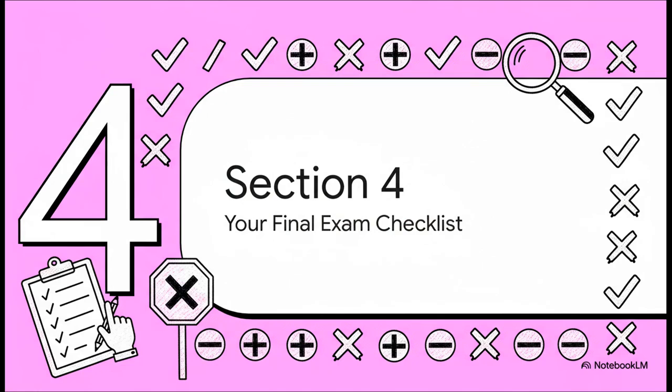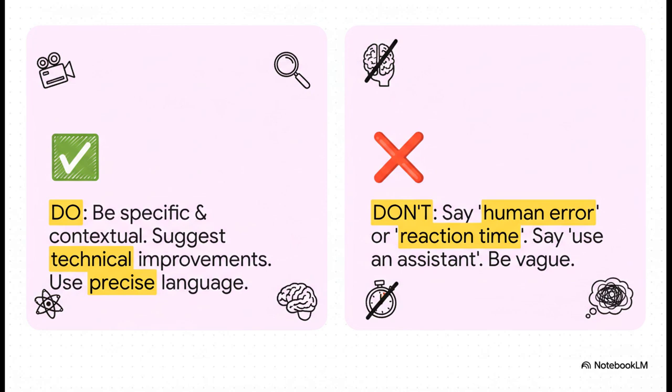Woof, we've covered a lot. So let's boil it all down into a final rapid-fire checklist of what you absolutely should do, and maybe more importantly, what you should never, ever do. Okay, on the left, the do's. Always be specific to the experiment in front of you. Suggest technical upgrades like video analysis or fiducial markers. Use precise scientific language.